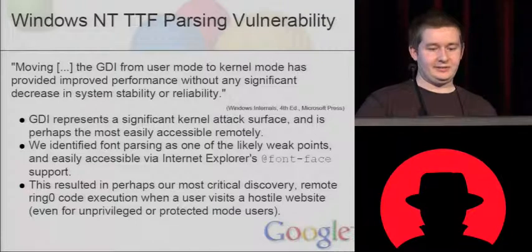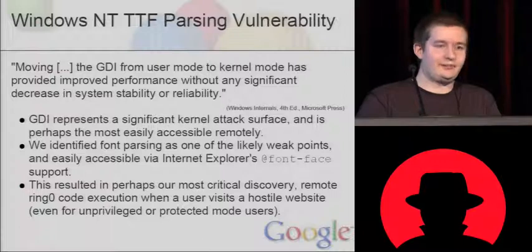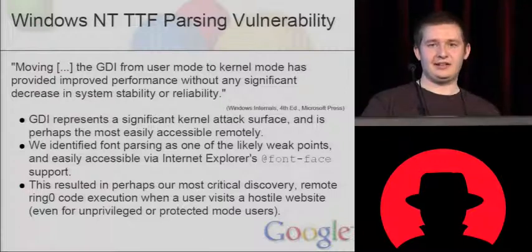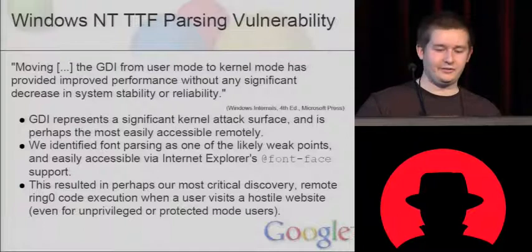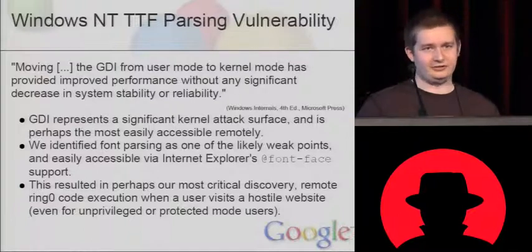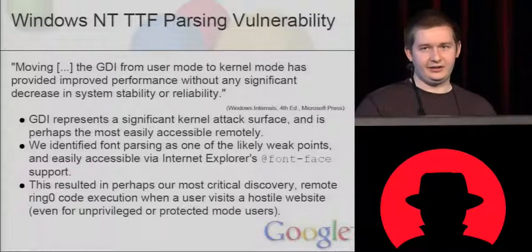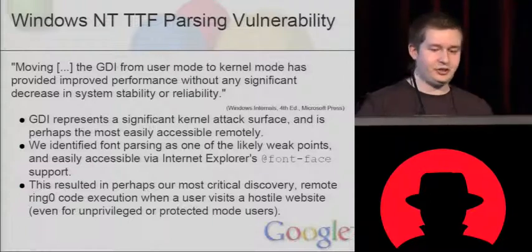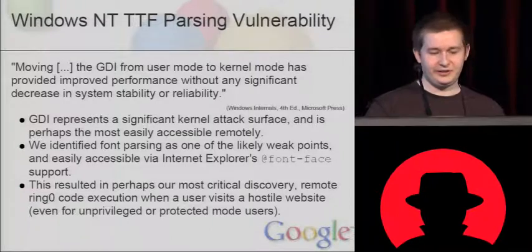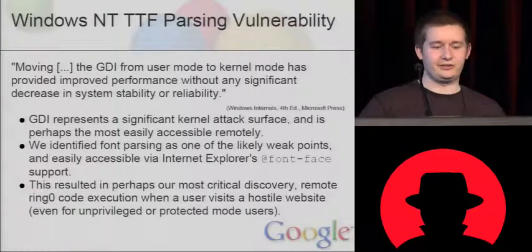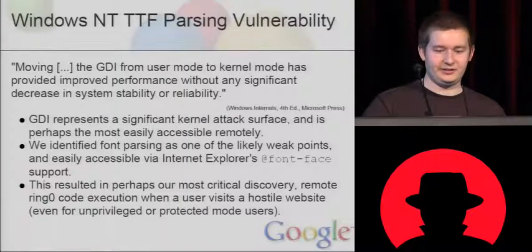So it's obvious to us that font parsing was going to be one of the weak points, simply because it's so easy to access via Internet Explorer's @font-face support for CSS, which allows arbitrary web fonts to be downloaded for your web pages. This was probably our most critical discovery over the year that we were working on this, because just by visiting a website you could execute arbitrary Ring 0 code. This is interesting because it doesn't matter whether you're sandboxed, unprivileged, or using protected mode. It makes no difference. We can exploit that and become the most privileged user on the system. It doesn't matter if you don't have administrative access. It was easy to escape.